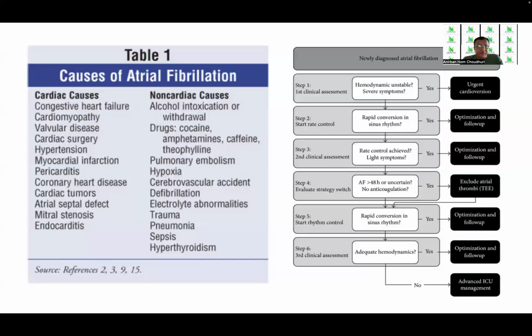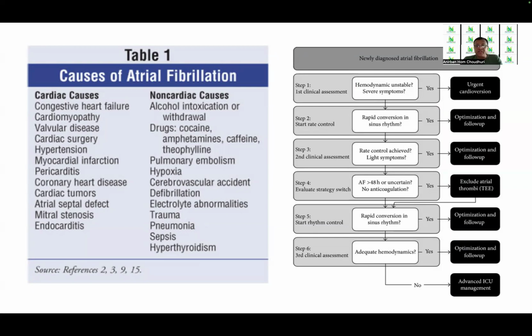So the causes of atrial fibrillation can be both cardiac and non-cardiac. Among the non-cardiac causes, the important ones are alcohol intoxication, drugs, pulmonary embolism, hypoxia, CVA, defibrillation, electrolyte abnormalities, trauma, pneumonia, and many more.